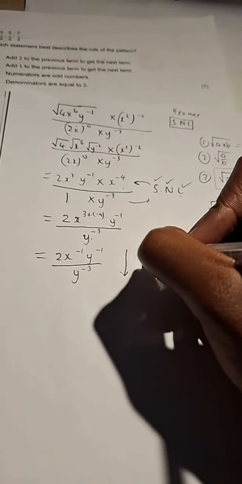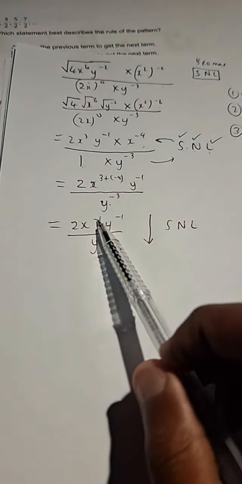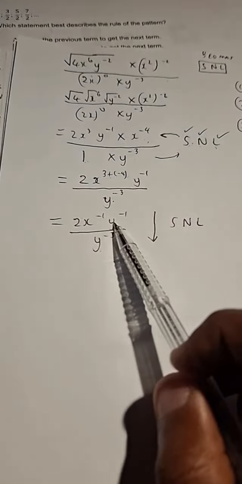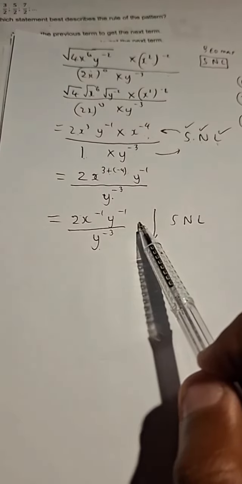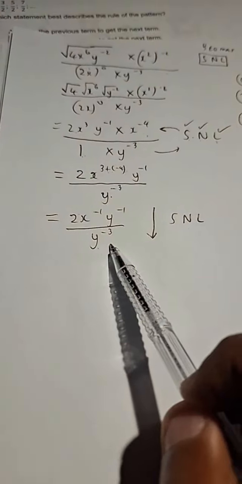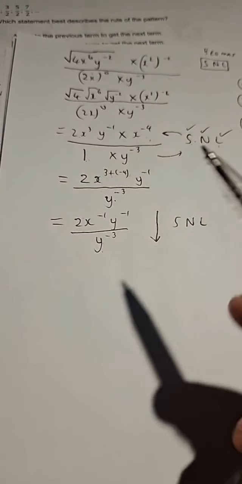Now, top to bottom, we can still apply who? Mr. S and L. Mr. S and L is crying for our attention. So if we look at this divided by that, we have one term in the numerator, the sign, the number, the letters. In the denominator, we have one term as well, the sign, the number that we cannot see, the letter with its exponent.